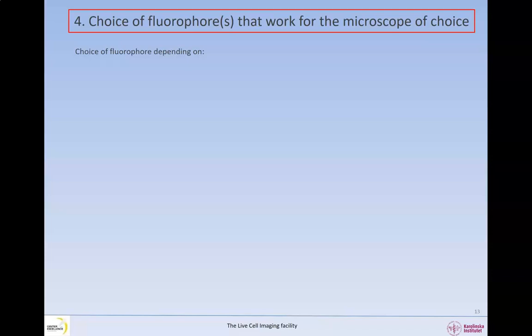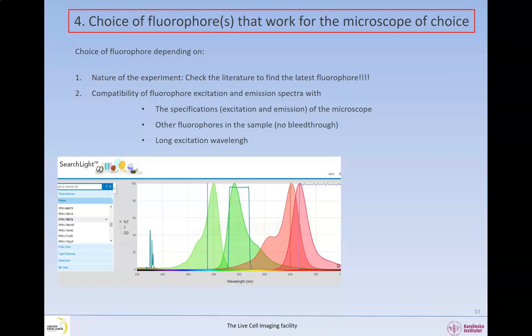One chooses one type versus the other depending on the nature of the experiment. Fortunately, recent years have seen an explosion in the development of fluorescent labels and sensors for live cell imaging, thus allowing visualization of many cellular processes. Check the literature to find the latest fluorophore or fluorescent protein for your experimental needs. The excitation and emission spectra of the fluorophore or fluorophores you choose must match the specification of the microscope you want to use, excitation and emission. And if you are imaging several fluorophores in the sample, you should not have any bleed through.